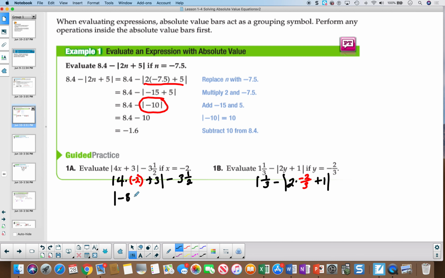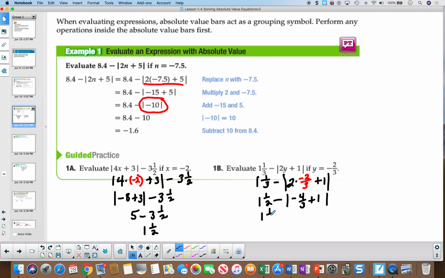That's -8 plus 3, absolute value, minus 3.5. Now this answer inside is -5. The absolute value of -5 is +5. And then our answer will be 1 and 1/2. Over here, I'm taking this expression, I'm going to substitute this in for y. So I'm going to write 1 and 1/2, and I want to treat the absolute value just like a parentheses. I'm going to do multiplication first, and that'll be -4/3 plus 1.